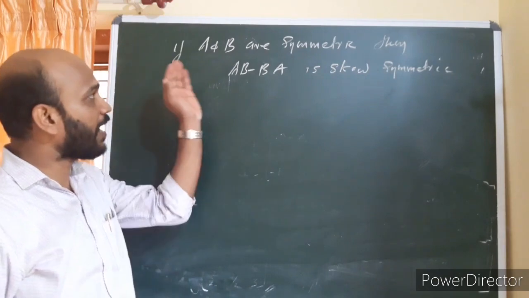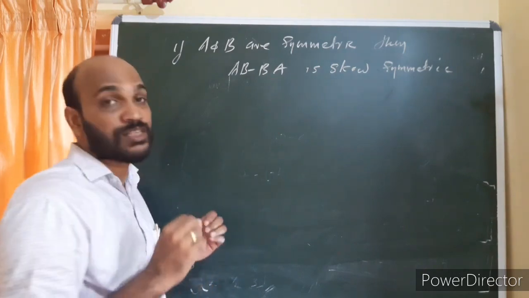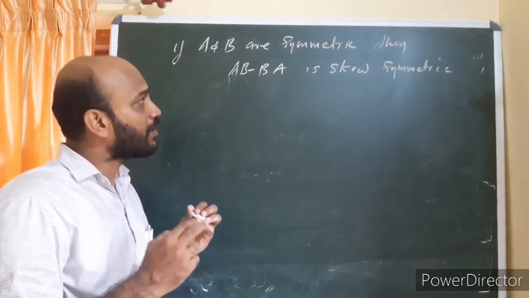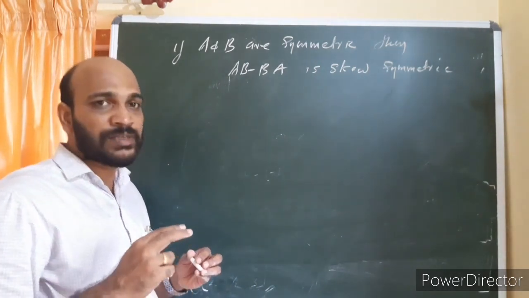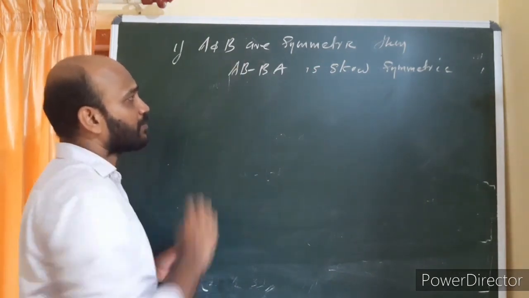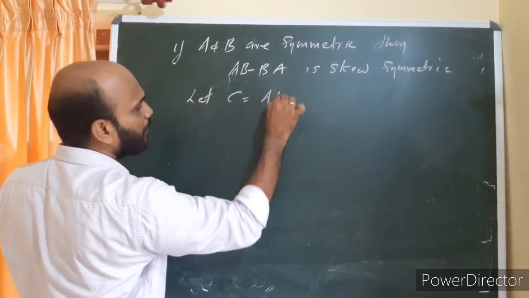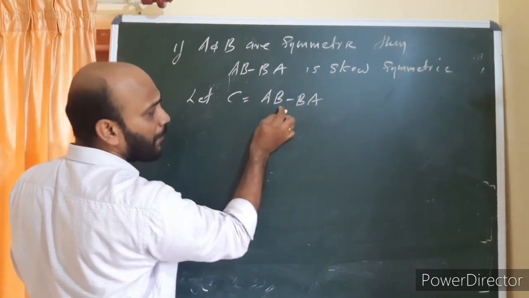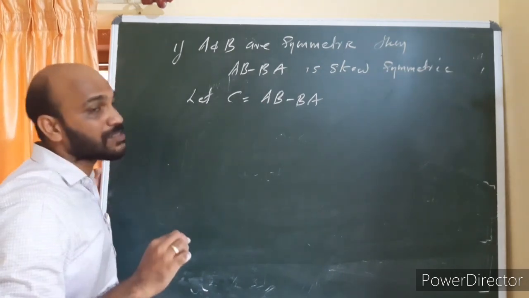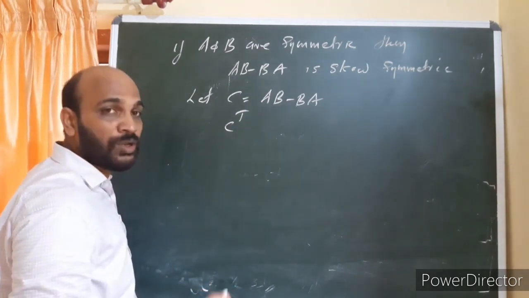Now next question, if A and B are symmetric matrices, then you have to show that AB minus BA is skew symmetric. A and B are symmetric means A transpose equal to A and B transpose equal to B. That result you have to use for solving this question. So let C equal to AB minus BA. So since AB minus BA is a matrix, C will be a matrix. Now we want to show that C is skew symmetric. That means you have to find C transpose and you have to show that C transpose equal to minus C.